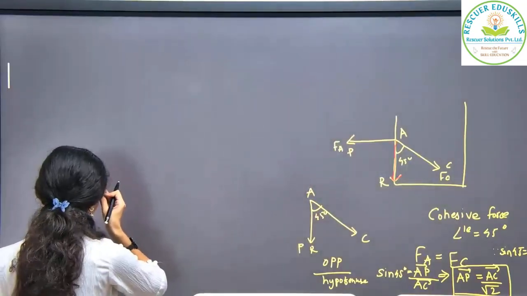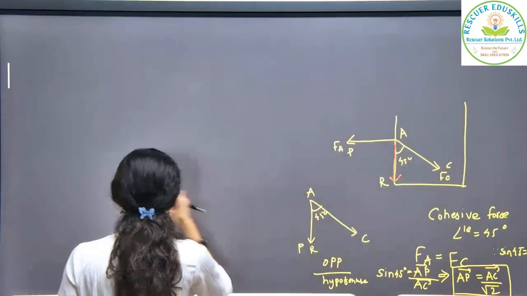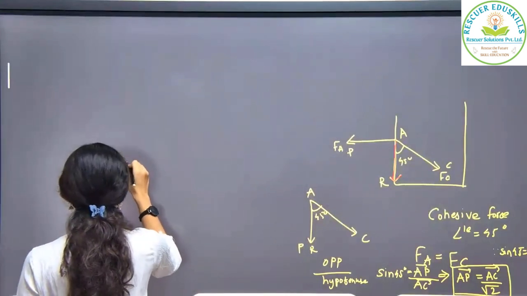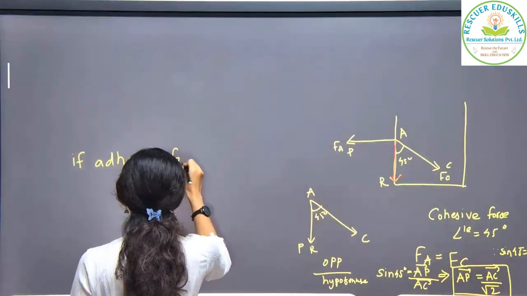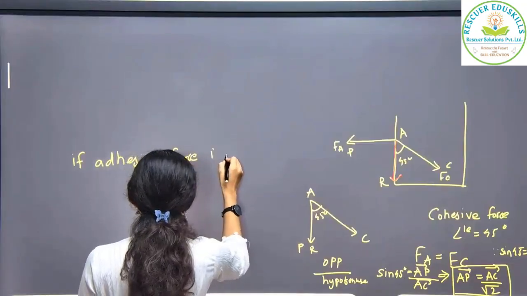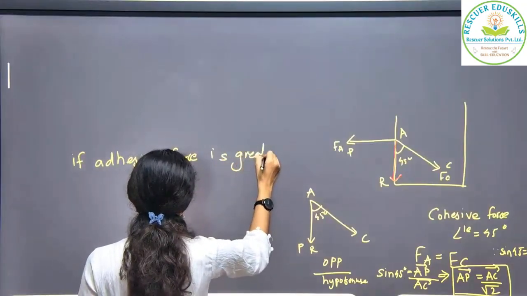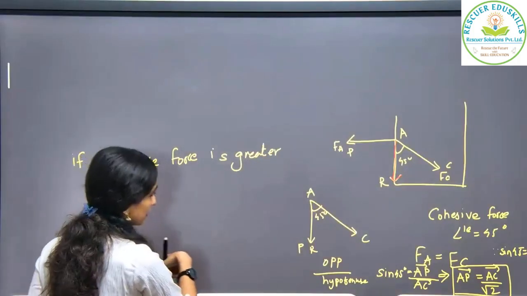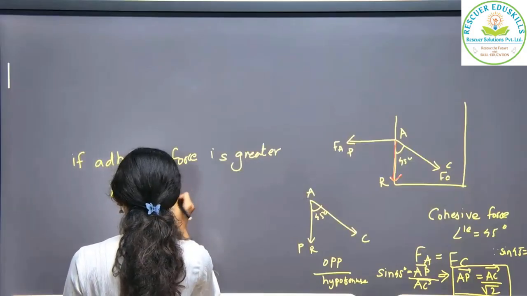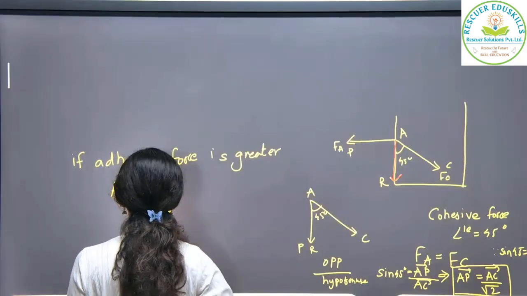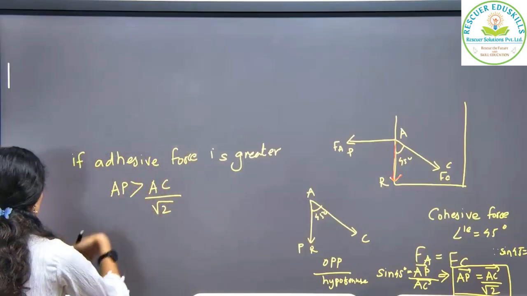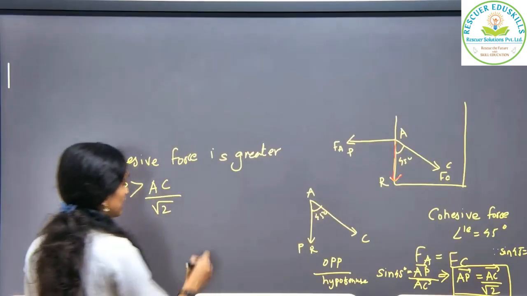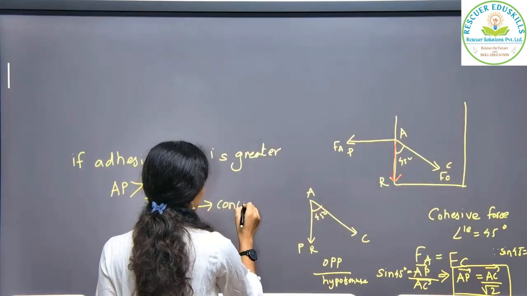So what I was saying, if adhesive force is greater, then we can write AP is greater than AC by root 2. Okay. Similarly, if adhesive force is greater, then it is a concave meniscus.